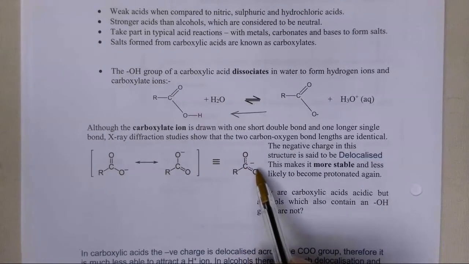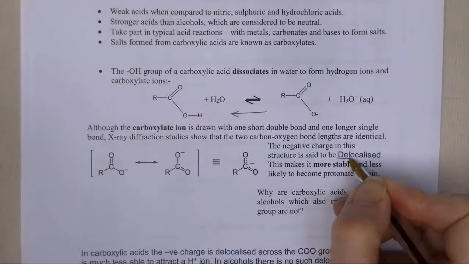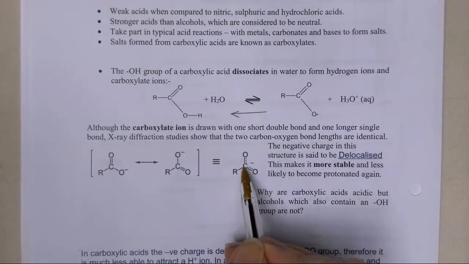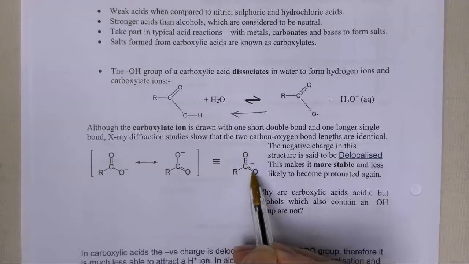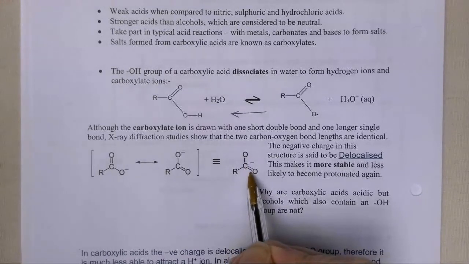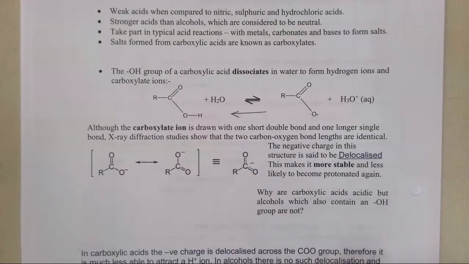And that means that this negative charge, we say it's delocalized across this group. So across this oxygen, carbon, oxygen, that negative charge is delocalized. It's spread out. Now, because it's spread out, it's much less attractive to the hydrogen ions, and they're much less likely then to join back on. It's a much more stable ion, and it's much less likely to be protonated. And that is why they're considered acidic, but the alcohols are not.